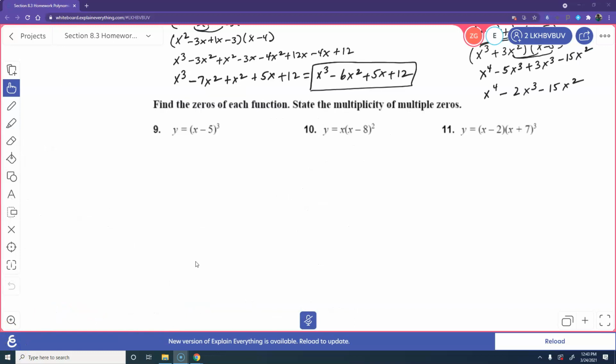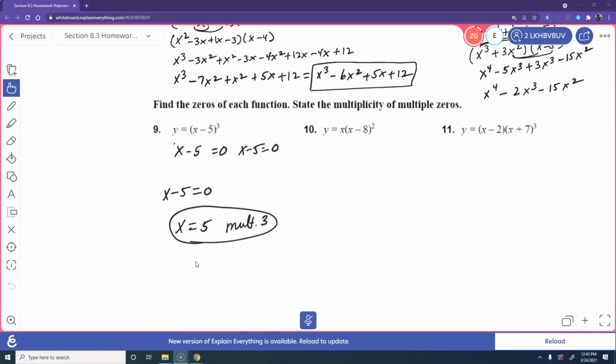Number 9, 10, 11, find the zeros of each function, state the multiplicity. So for number 9, we have x minus 5 equals 0, and you also have x minus 5 equals 0, and x minus 5 equals 0. And you notice that it repeats 3 times. And it's the same answer, which is x equals 5. So this will be a multiplicity of 3. So the zero is going to be 5, comma 0, and it repeats 3 times.